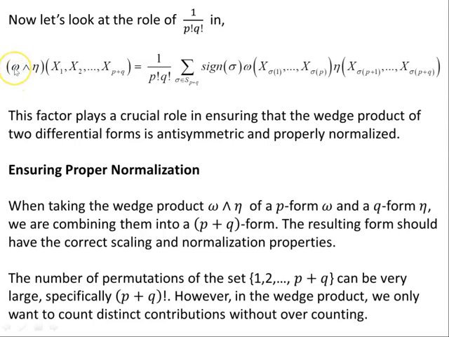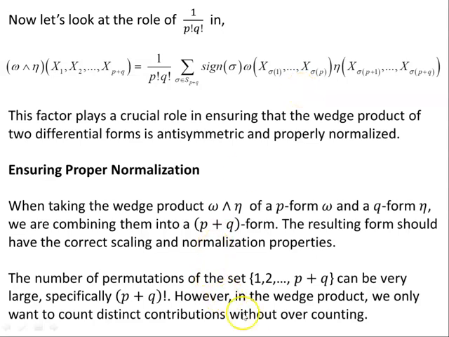So if omega was a 1 form and eta a 2 form, this will produce a 3 form. So 1 plus 2 is a 3 form. The resulting form should have the correct scaling and normalization properties. The number of permutations of the set 1, 2 up to P plus Q can be very large. Specifically, it is P plus Q factorial permutations. So if this is a 1 form and that's a 2 form, we end up with a 3 form, and the permutations, there's 6 of them, some with negative signs, some with positive.